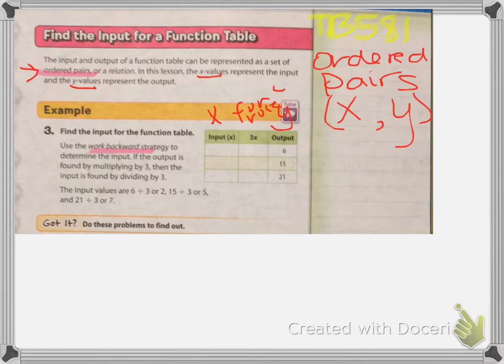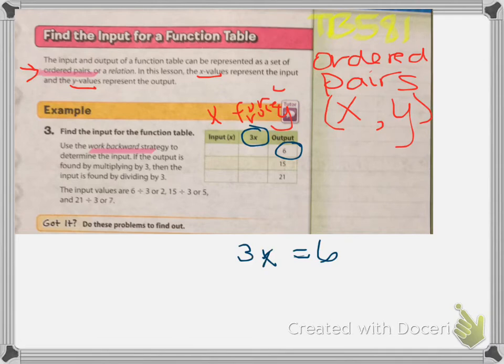All right, so use the work backward strategy to determine the input. If the output is found by multiplying by 3, then the input is found by dividing by 3. So basically, what you're looking at here, and you want to make sure that you're kind of following along here, is you're going to take this 3x, which is right here, and you're going to say when 3x is equal to 6, because remember the output is right here, what is x?